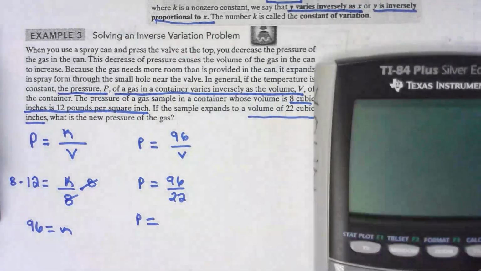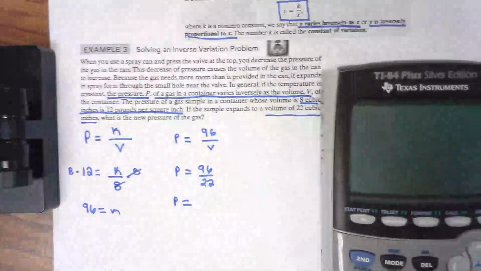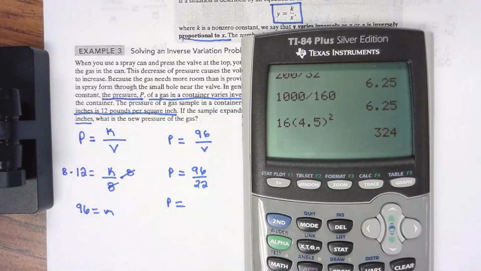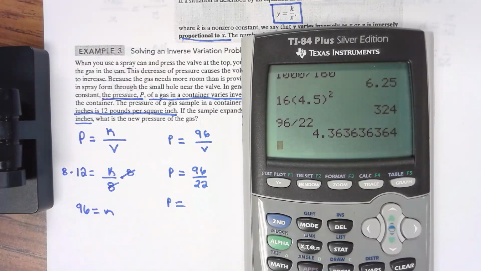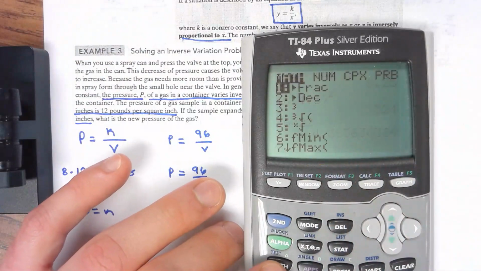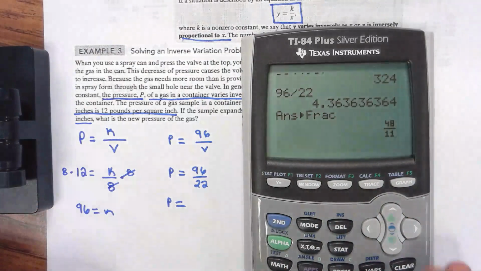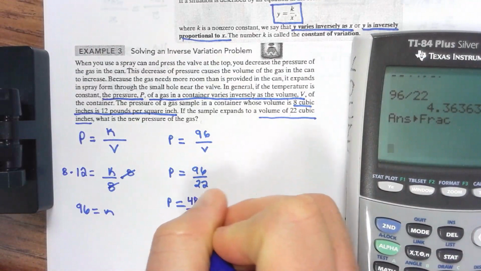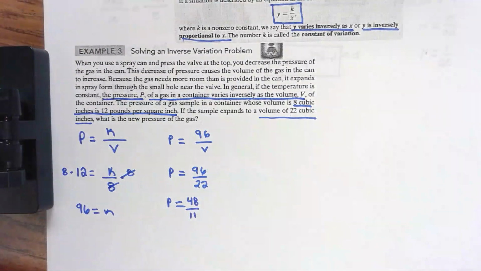Make sure on MyMathLab that you're reading how it wants the answer typed in. I would imagine in things like this, it'll probably want some decimal, but it depends on what that decimal looks like. 96 divided by 22 ends up being a repeating decimal. Let's just convert it to a fraction. We'll call it 48 elevenths. So it'd be 48 elevenths pounds per square inch.